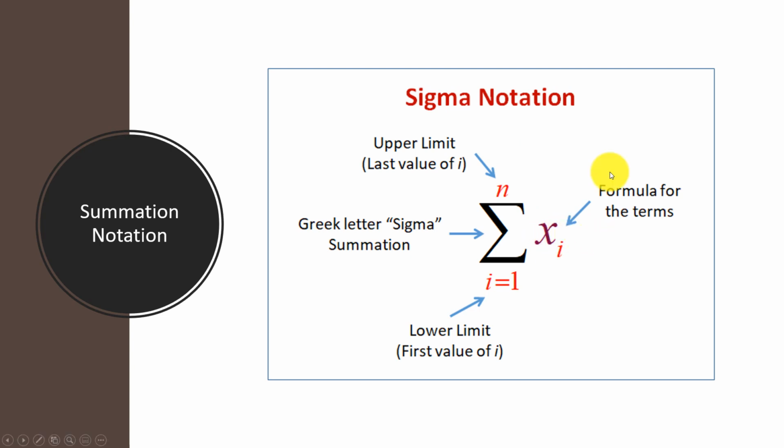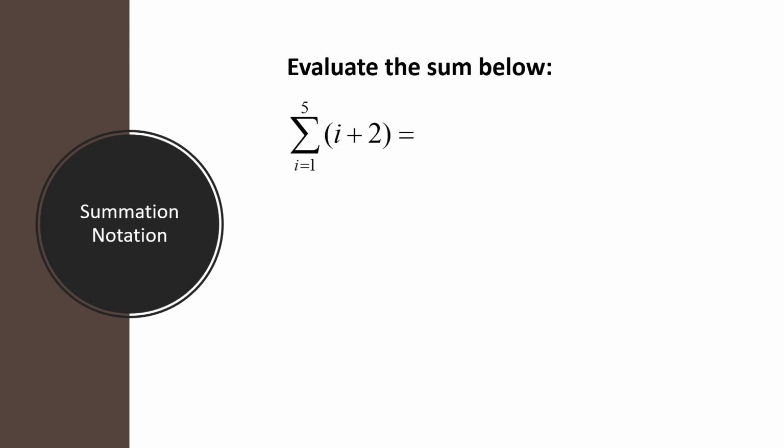Let's do an example. So here we want to find the sum starting from 1 to 5 for the expression i plus 2. So we start with 1. So i is 1, 1 plus 2. And then this tells me to add the next one. So now the counter is i equals 2. So we have 2 plus 2, plus i is now 3.